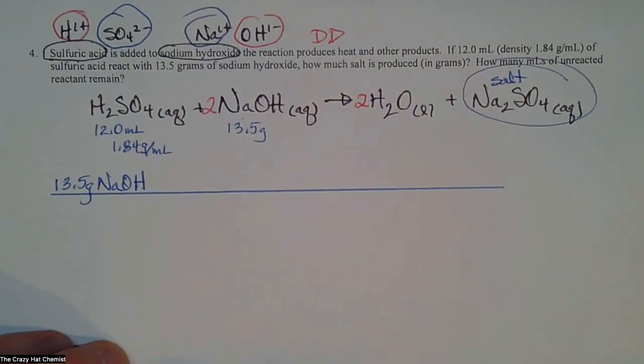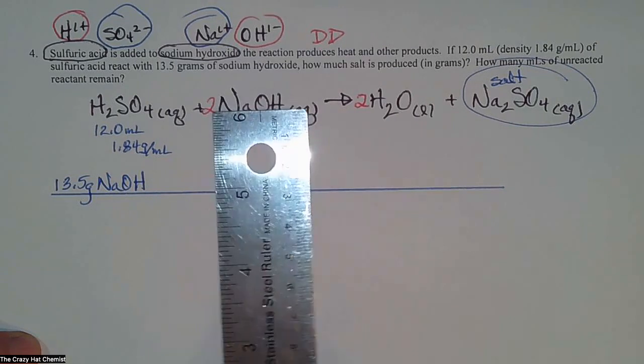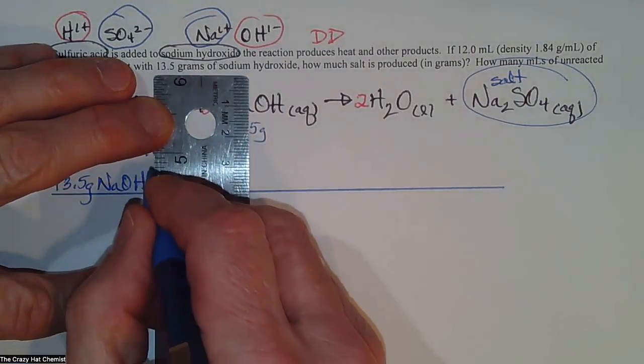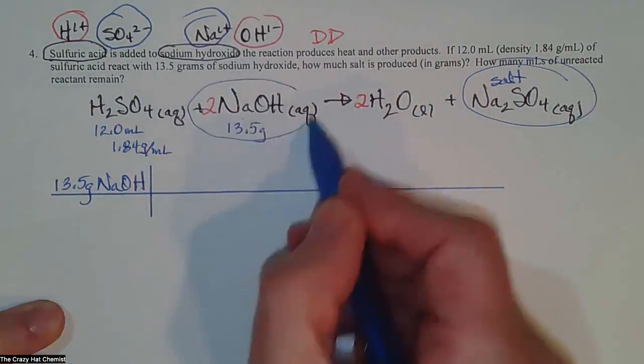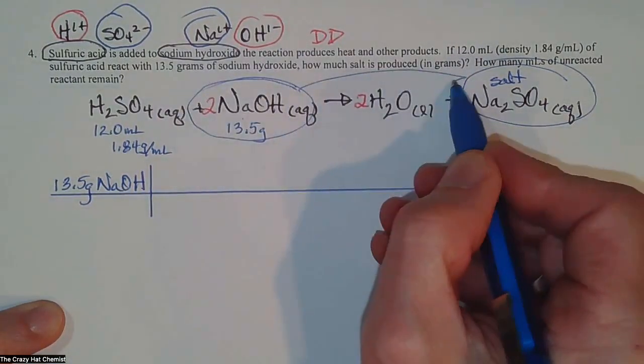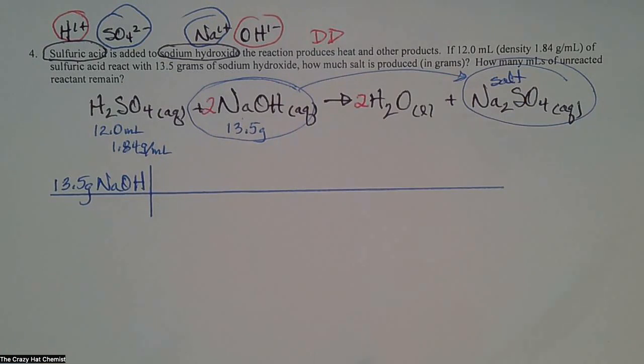Perfect. So that is my starting material. And what do I want to go to? Well, I need to take this 13.5 grams of sodium hydroxide and I need to convert it to the salt. The salt is the sodium sulfate here on the product side.